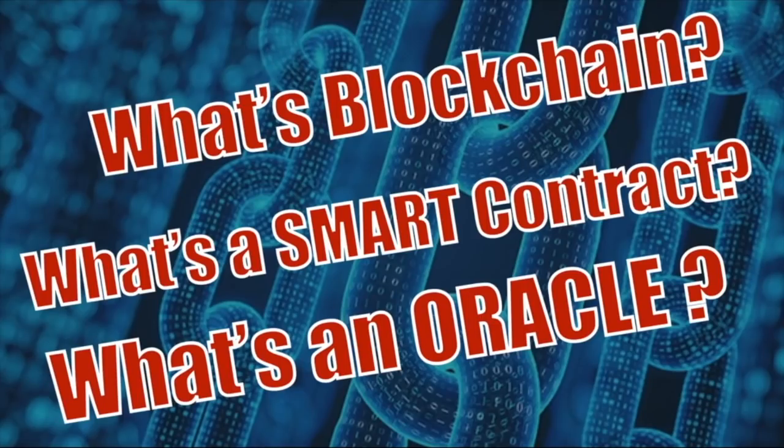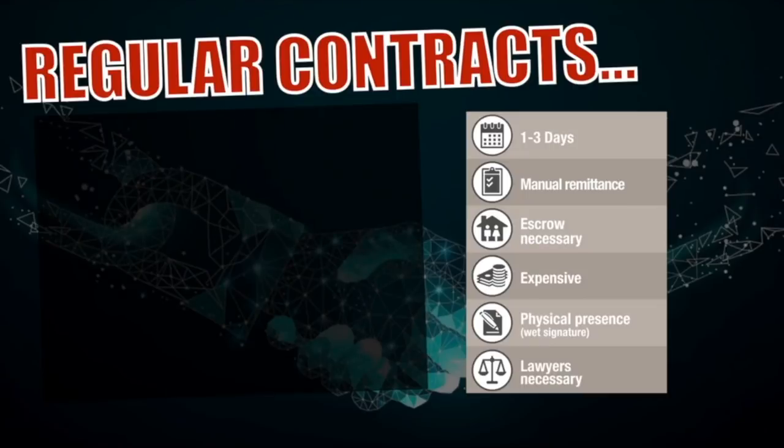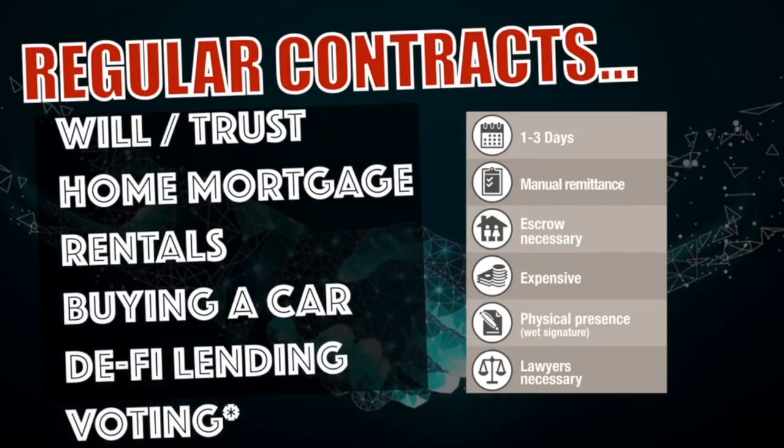And that takes us up to what's blockchain. I think we solved that. Let's take a look at what an actual smart contract is. So regular contracts, pretty simple. We have things like wills and trusts, home mortgages, rentals, buying a car, lending, not DeFi lending, but just regular lending, and voting. With regular contracts, it takes 1 to 3 days sometimes.